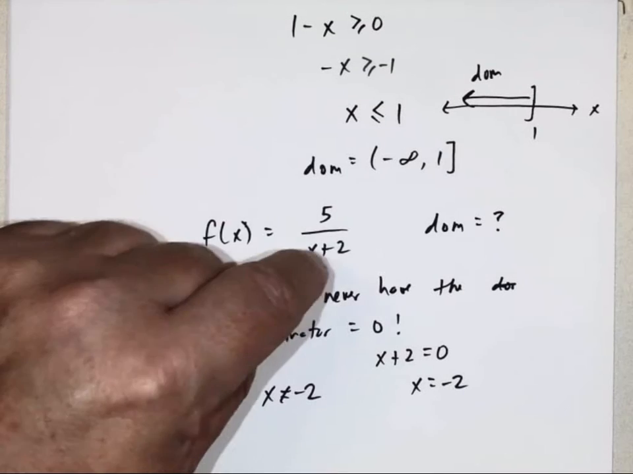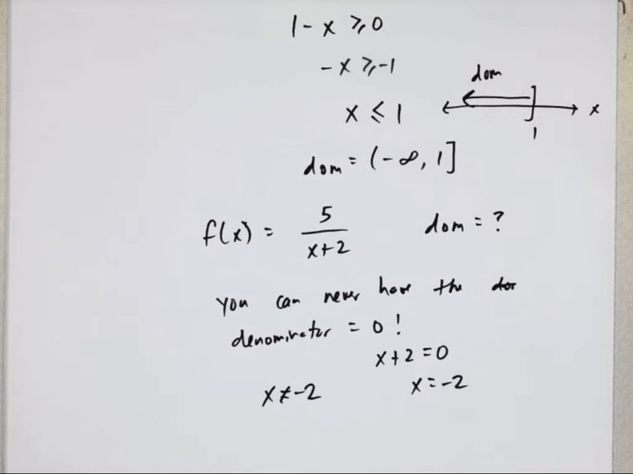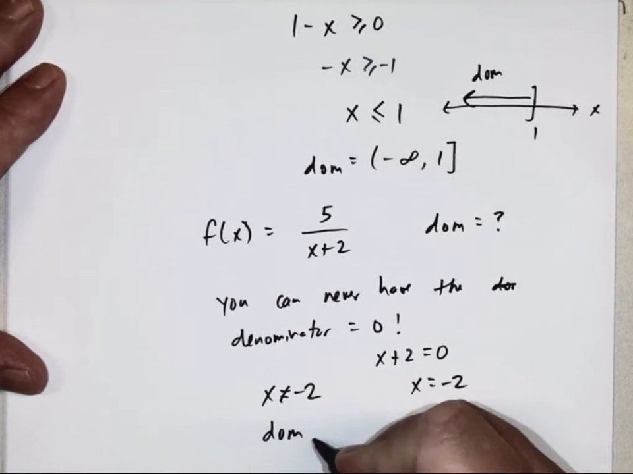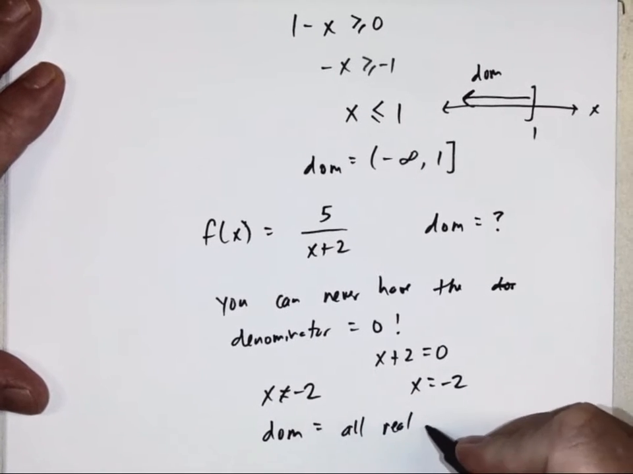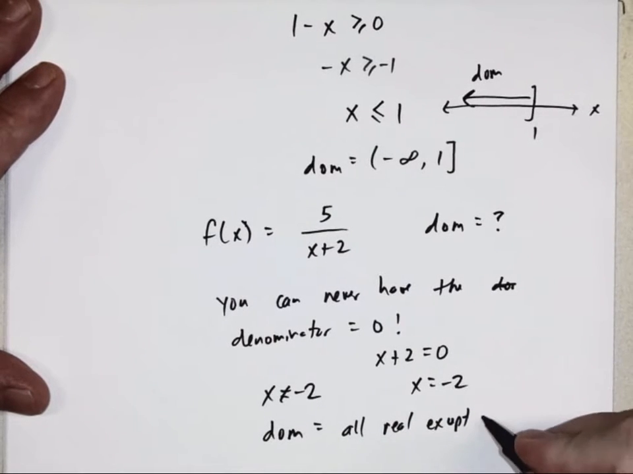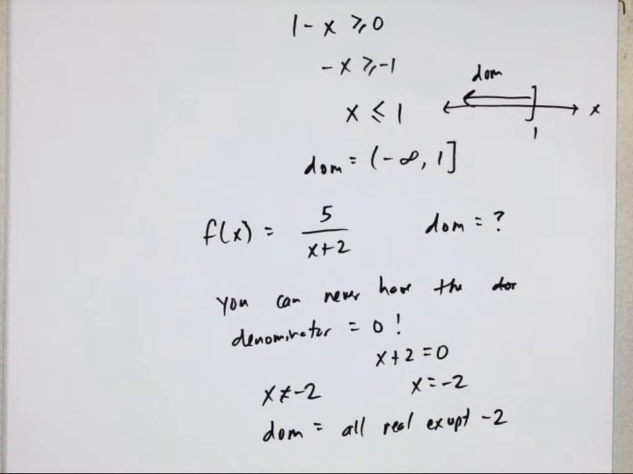So, how does this work? I'm given this function. My initial domain, I say to myself, is all real numbers. And then, because I have a variable in the denominator, I say, but you know what? Here's an exception. Even though I initially said the domain can be all real numbers, it cannot. X cannot be equal to negative 2. So really, what I could say the domain is all real numbers except negative 2. In other words, x can be anything except negative 2.